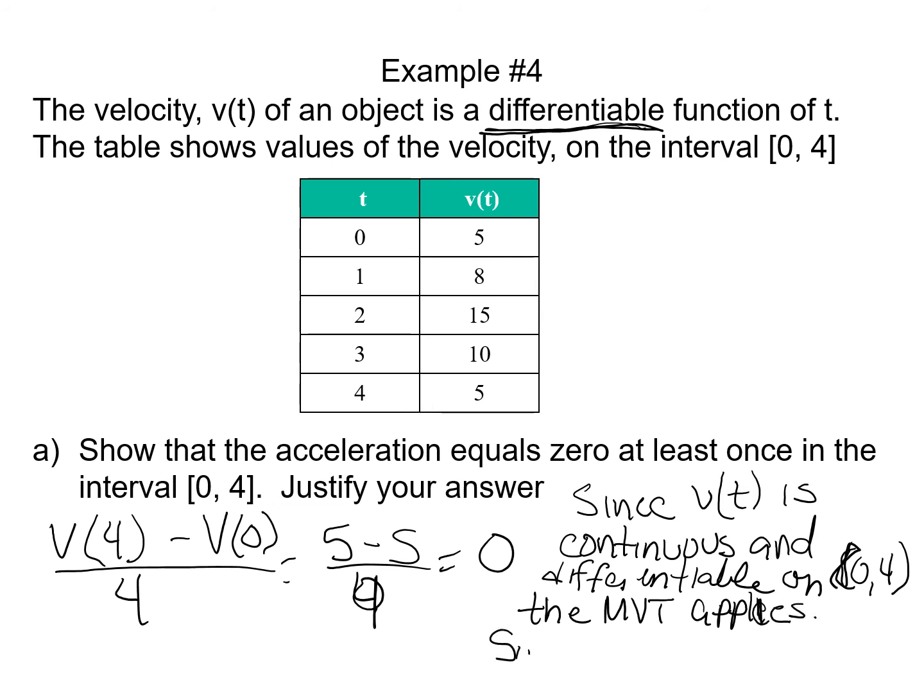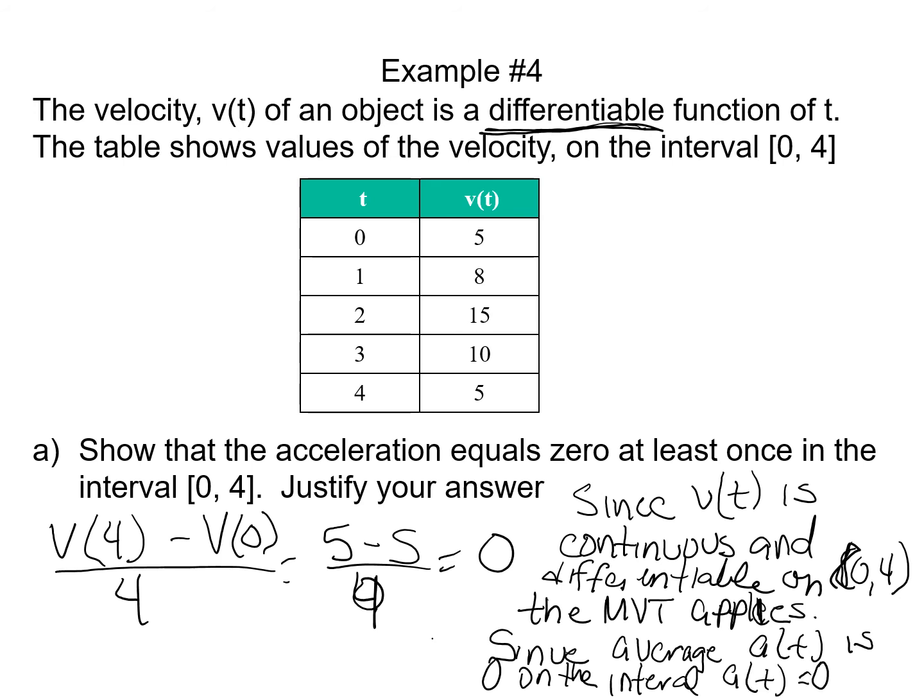And since the average rate of change, the average velocity, the average acceleration, acceleration is 0 on the interval, A of t must equal 0 on the interval. Okay, I ran out of room. But that's basically how we would prove that.